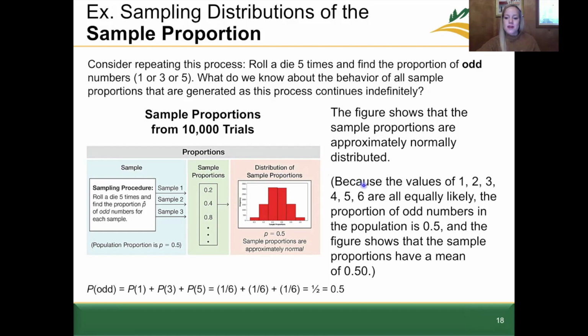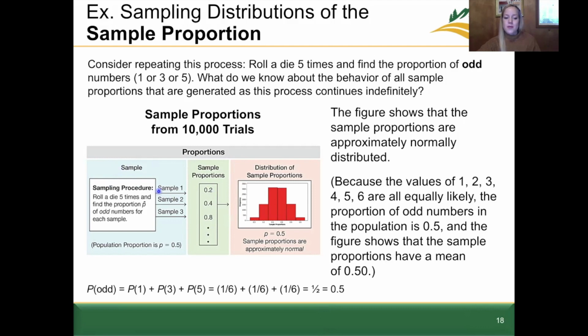We can also make this conclusion because the values of 1, 2, 3, 4, 5, and 6 on a die are all equally likely to occur. So thinking critically about this and what we know about a die, the proportion of odd numbers in the population is 0.5 because we know that the proportion of rolling an odd number on a die is really equal to the probability of rolling a 1 or a 3 or a 5. So we're using the addition rule here. We have plus signs. We're adding these all together. The probability of getting a 1 is 1 out of 6. Similarly, the probability of rolling a 3 is going to be 1 out of 6. Same for rolling a 5. We have 6 different numbers on the die. So 1/6 plus 1/6 plus 1/6, that's 1/2 or 3/6. That's the same thing as 0.5.